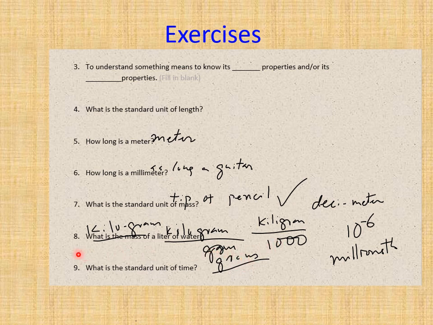So then, what is the mass of a liter of water? Remember in the previous slides, we talked about how if you use a decimeter to make a cube, that will be a liter. If you fill that box with water, that water will have a mass of 1 kilogram. So that means 1 liter of water is 1 kilogram. And what is the standard unit of time? Seconds, right? We'll talk about that.